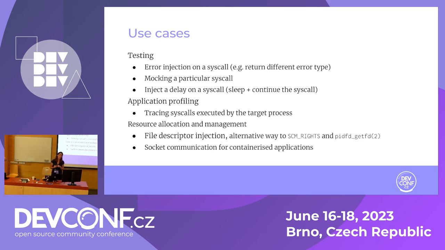We already mentioned that it could also be used for managing resource allocation. For example, seccomp allows you to inject a file descriptor into the target process. This could be an alternative to SCM rights or the use of pidfd_getfd. Or a use case could be to connect to applications that run in different containers that don't share a bind mount, so the socket is not available to both containers. Seitan could take the file descriptor of both applications and connect them. So those are just some examples.